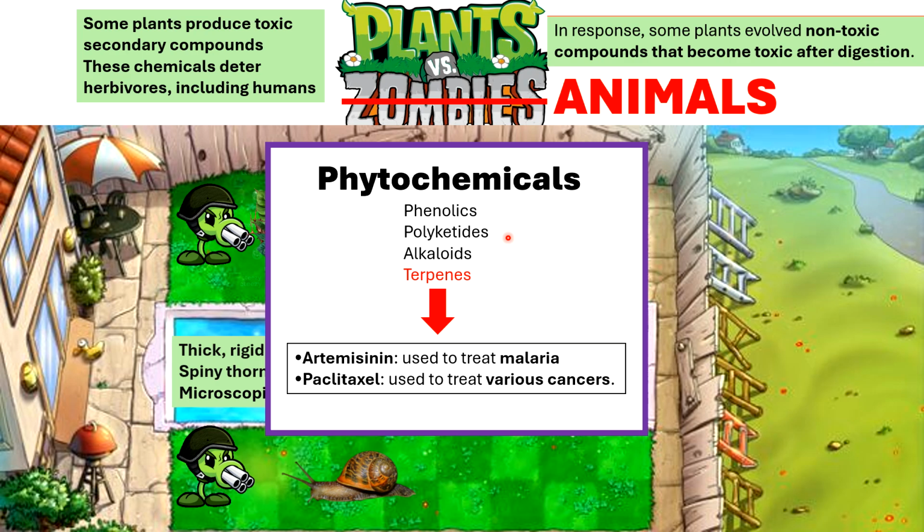There's phenolics, polyketides, alkaloids, and terpenes. So let's look at two types of terpenes. We have artemisinin, used to treat malaria, and paclitaxel, used to treat various cancers. Okay, so you would just need to memorize this. Hopefully not have to pronounce it.